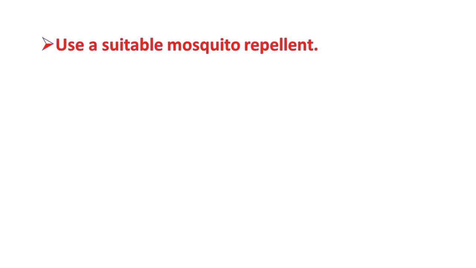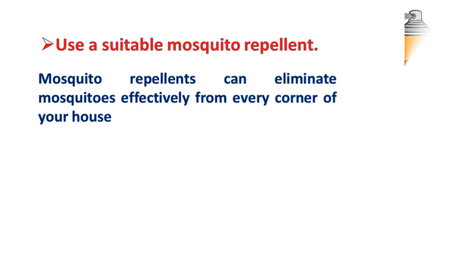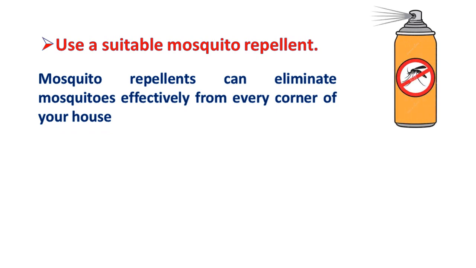Use a suitable mosquito repellent. Mosquito repellents can eliminate mosquitoes effectively from every corner of your house. Third step is to use a suitable mosquito repellent on water bodies and every corner of your house. Children, spraying kerosene on the surface of stagnant water can kill mosquitoes.